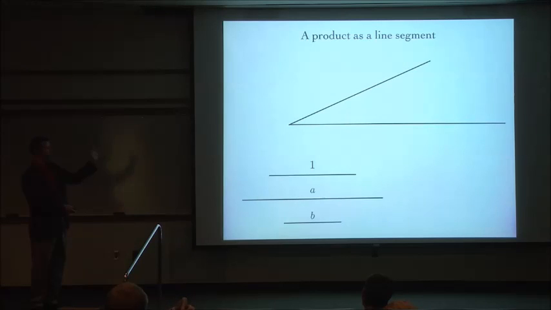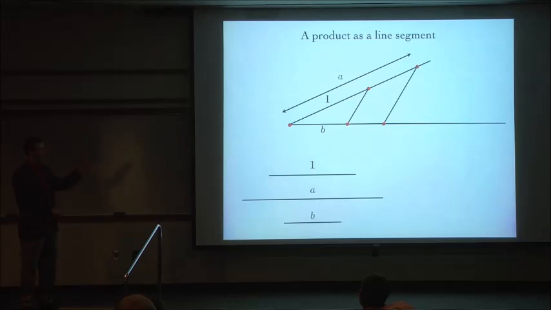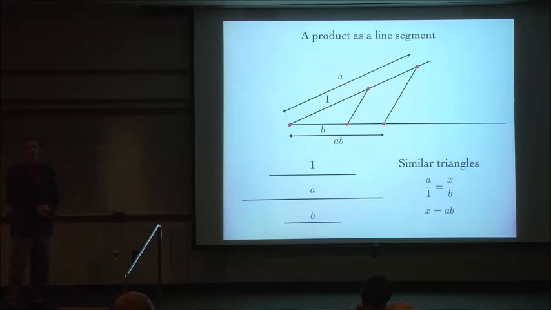So he said, draw any angle you want, it doesn't matter. Draw a line segment on there of length 1, draw a line segment of length A, draw a line segment of length B, and I will show you how to draw a line segment of length A times B. And so what he did is connect those two, draw a line parallel to it, and said, all right, let's focus on this length X. So what do you see here? Similar triangles, yeah. So we have similar triangles here, and that tells us that A is to 1 as X is to B, and therefore X has to have length A times B. And so just like that, he said, I will now tell you how to multiply two line segments and get a line segment.